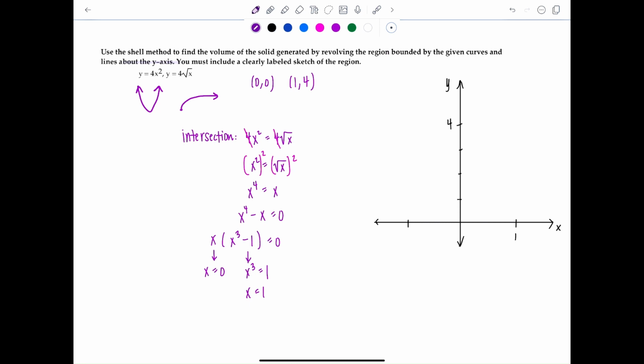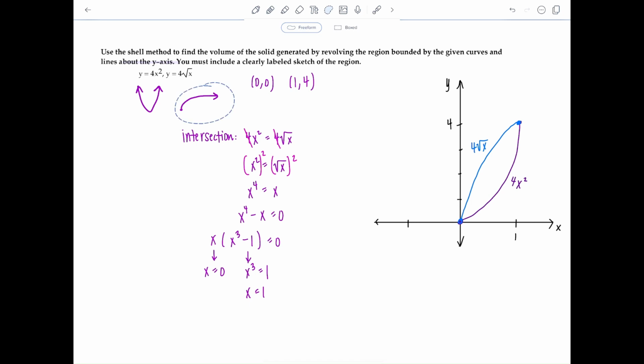So let me draw the parabola. It's going to go through (0, 0), (1, 4), something like this. This is 4x squared. And then 4 rad x, I know between 0 and 1, it's going to lie above the parabola like this. If you're not sure which graph is above or below, then plug in something like a half, and then you can compare the y values. But I know by the shape of these curves, right?